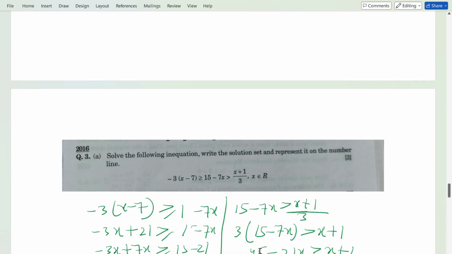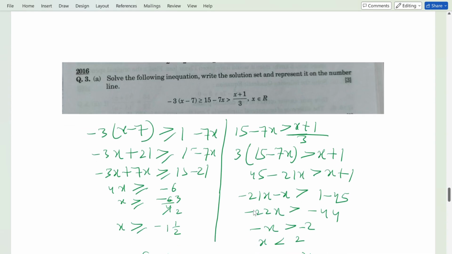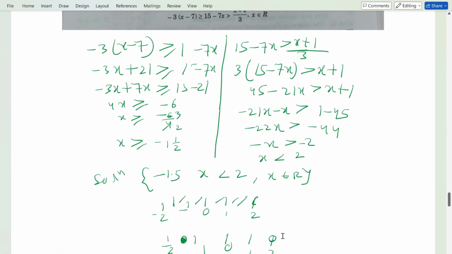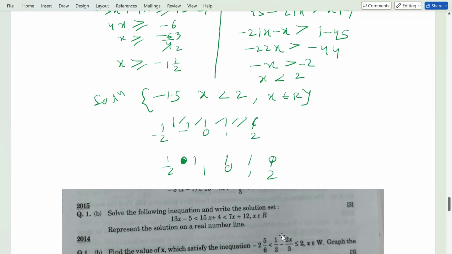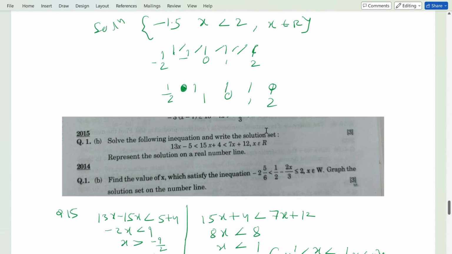Now 2016. Pause the video and write your answer. X belongs to R is given. Do it yourself, then check your answer. This is your answer. The solution set is this one. X belongs to R is given, so you can write the digit only. Number line. Where is the number line? This is the solution set.